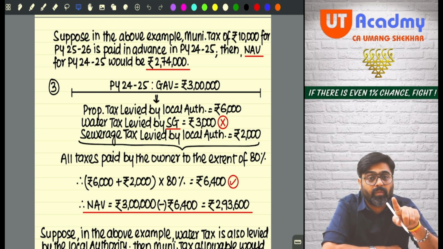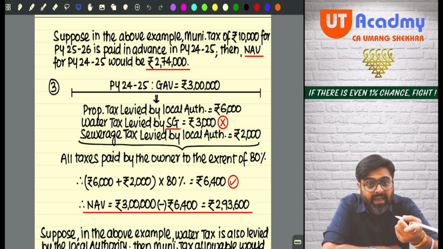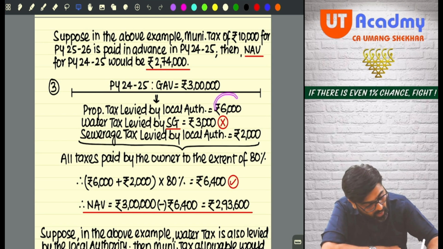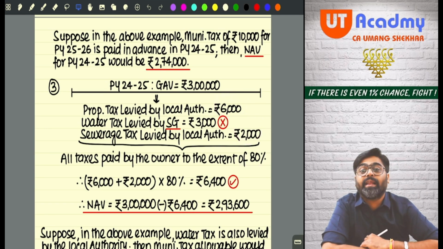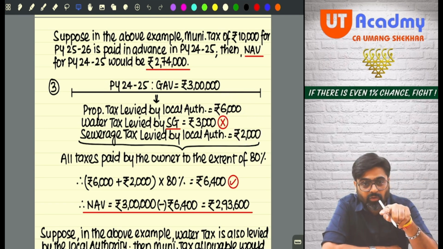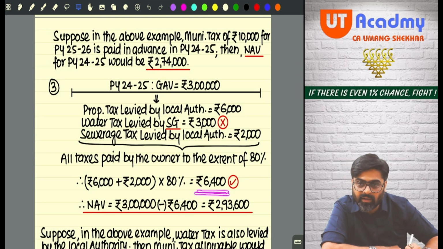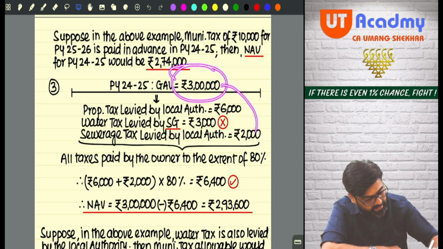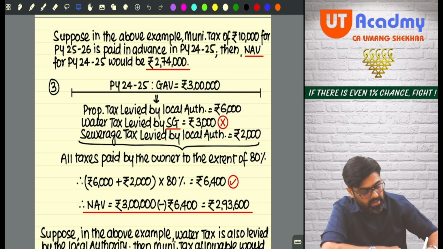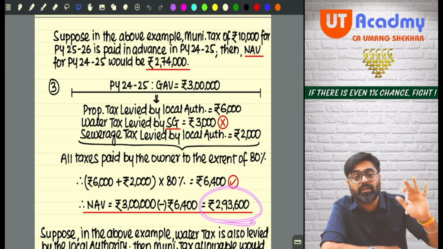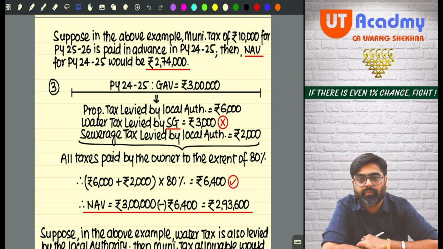But that 8,000 will be allowed only if it is entirely paid. What they are saying, that out of this 8,000, only 80% is paid in this year. Meaning that 80% of 8,000 will give you 6,400. So this year's GAV, you will not get entire 8,000. Rather, you will get 80% of 8,000. 6,400 you will take as a deduction and 2,93,600 will be this year's NAV. Everyone understood?